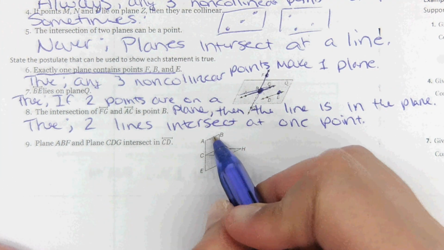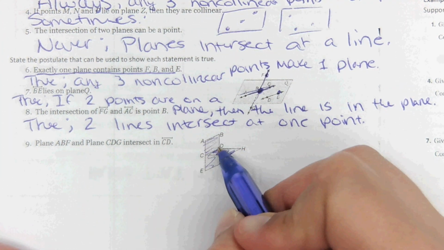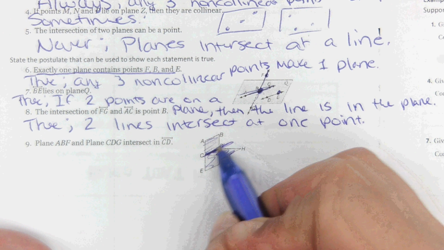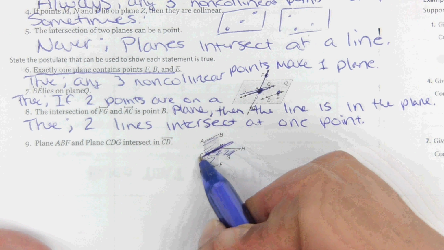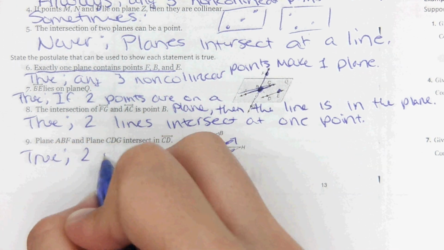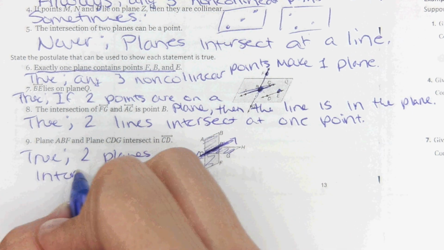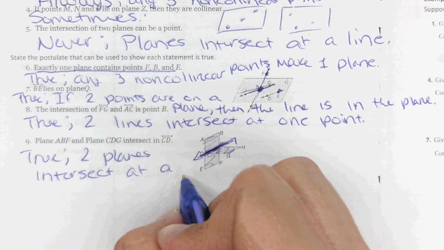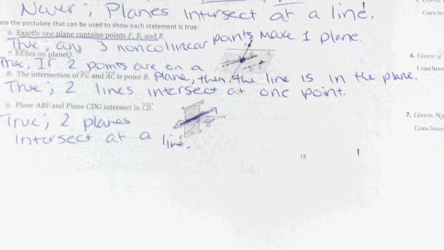And then number 9, plane ABF and CDG intersect at line CD. We got ABF right here, CDG right here. They do intersect right here, but remember those planes go on forever and ever, and it intersects at a line. So true, 2 planes intersect at a line.